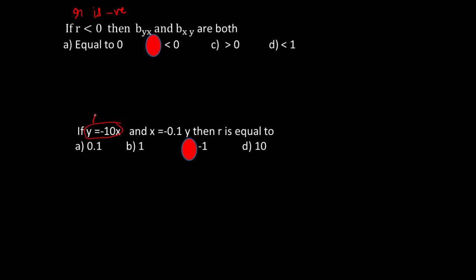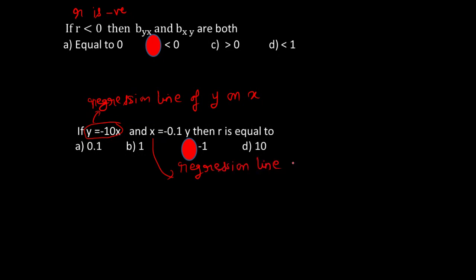This is nothing but what? This is representing what? The regression line, right? This represents the regression line of y on x, right? Whereas what does this represent? This represents the regression line of x on y.